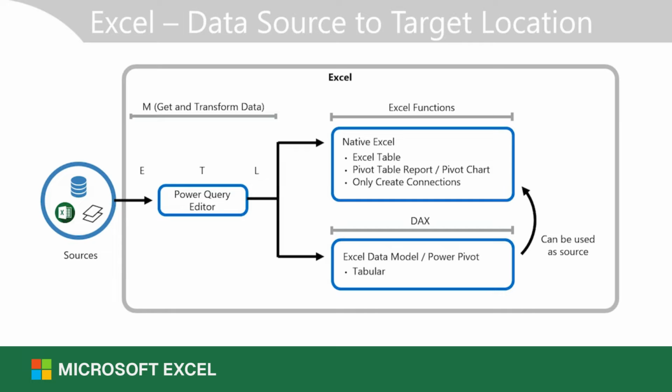Once data is loaded, we have a few places where we can choose to load it to. We can choose to load data into native Excel structures, such as an Excel table, a pivot table report, or pivot chart, or we have the option to only create the connection to our source and the transformations that we have within that connection. We also have the ability to load data into the Excel data model, which is also known as Power Pivot.